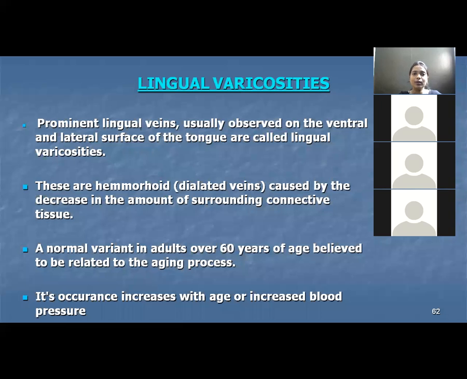So what are the causes of lingual varicosity? First cause is increased hydrostatic pressure, and second one is a decrease in the amount of surrounding connective tissue. This leads to lingual varicosity, and the most common location is the ventral and lateral surface of the tongue. Its occurrence increases with age or increased blood pressure, and it is a normal variant in adults over 60 years of age, believed to be related to the aging process. So this lesion is most commonly seen in older adults only.